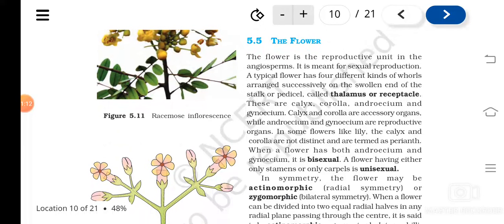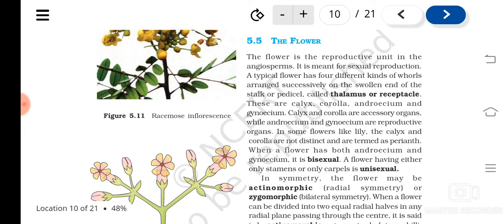Now we are going to study the flower. What is the speciality of a flower in a plant? It is the reproductive unit, isn't it? And for what? Sexual reproduction. It is the main structure that is involved in sexual reproduction.